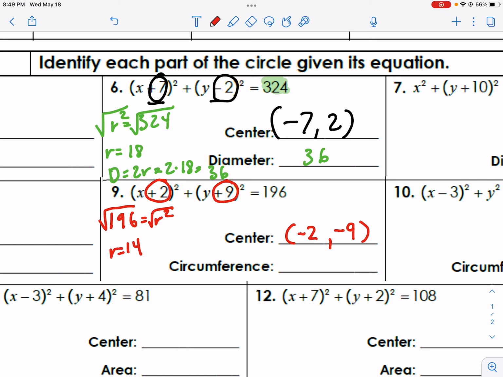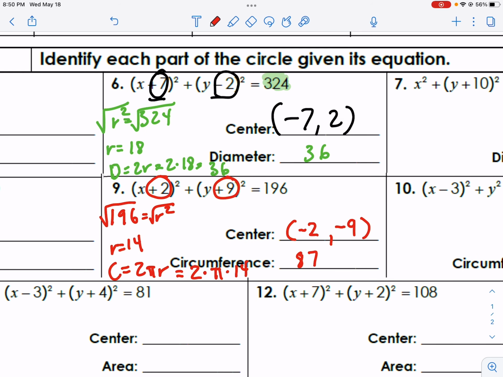To find the circumference of the circle with a radius of 14, I use the circumference formula, which is C equals 2 pi r. So it's going to be 2 times pi times 14. Let's do that on a calculator. 2 times pi times 14. That gives me 87.96. Round to nearest hundredth, as we always have.